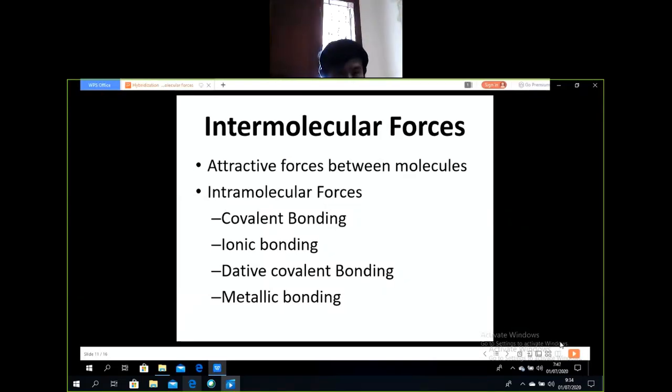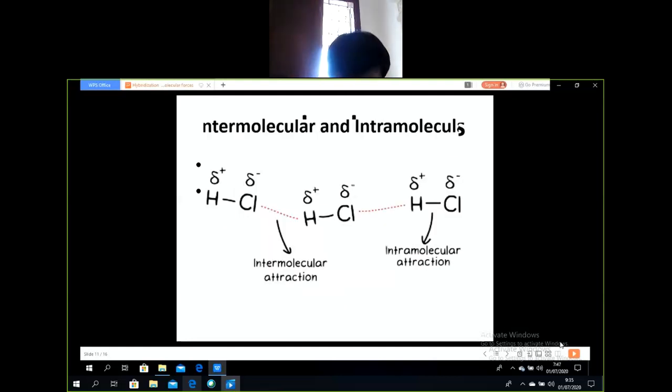Dative covalent is in between covalent and ionic. It is not purely covalent, it is not purely ionic. It is dative covalent bonding, and there is metallic bonding. So this is the description of the diagram of intermolecular forces and intramolecular forces.